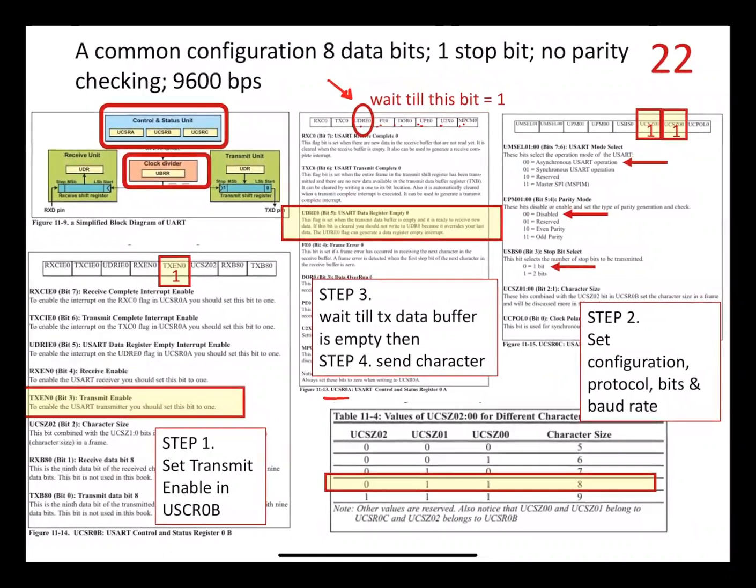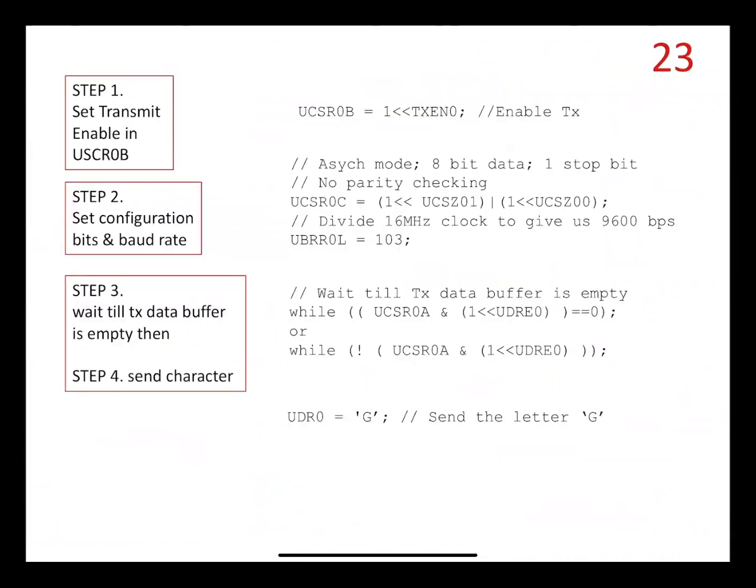Okay, so now let's take all of this and map it onto some code. Step 1, set the transmit enable bit. We just do this line here. That will enable the transmitter. The next step, we want to set our protocol, our configuration bits, and our baud rate, and these lines of code will do that. They'll program it to operate in asynchronous mode, meaning we don't have to share a clock between transmitter and receiver, with 8 bits of data, 1 stop bit, and no parity checking. And then we'll divide the 16 megahertz clock down to give us 9600 bits per second. So you can use this code here to do this.